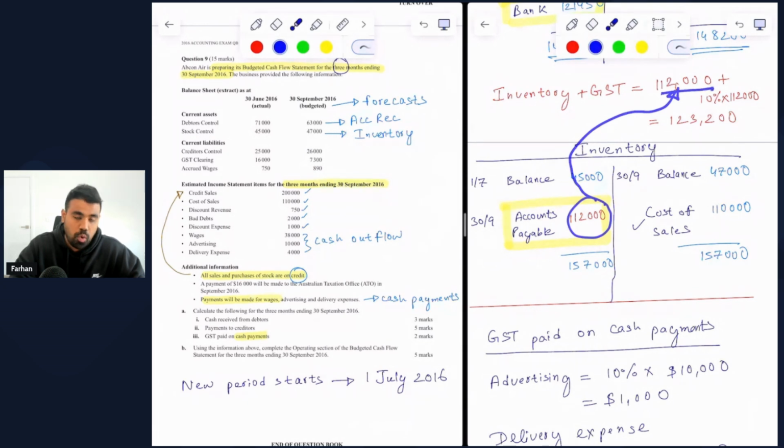Right, but then we also pay the 10% GST as well. We are obligated to pay this to our suppliers. So including GST, the total amount that we owe our suppliers, or our accounts payable, is 112,000 plus 10% of 112,000, which gives us $123,200. Now, where do we use this?